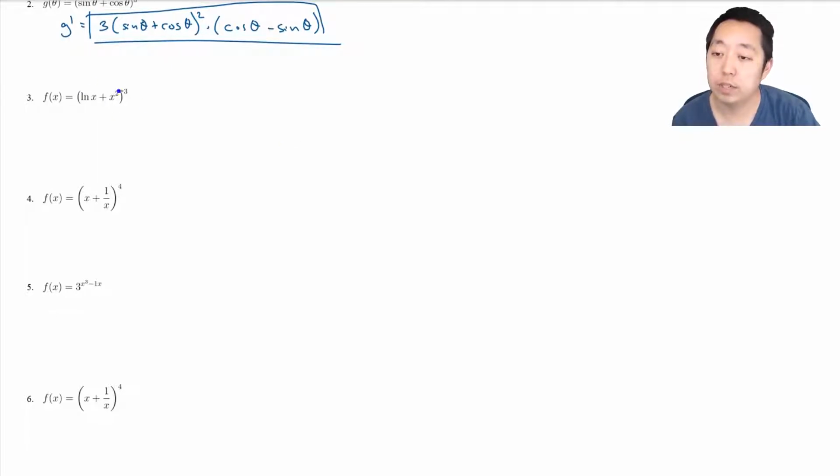Here, the outer function is power rule, so I'm going to do, because it's something cubed, outside, do power rule. Then the inside is not x, so I got to take the derivative of the inside. Derivative of ln of x is 1 over x, and the derivative of x squared is 2x. Right?